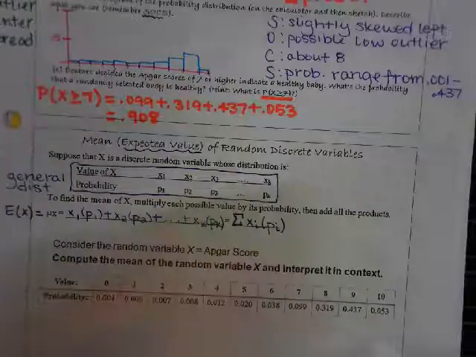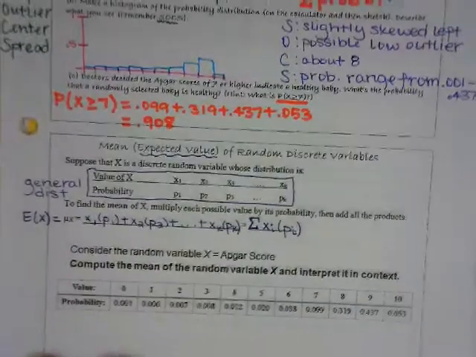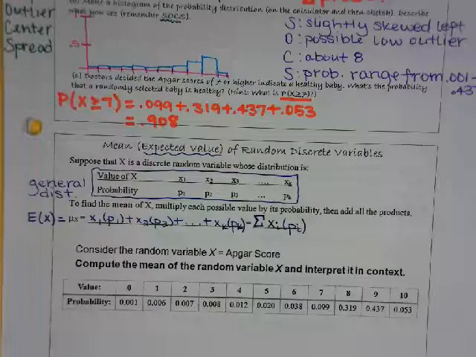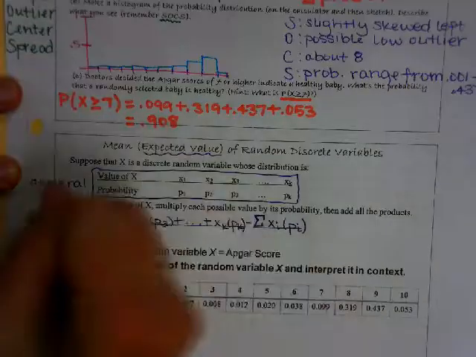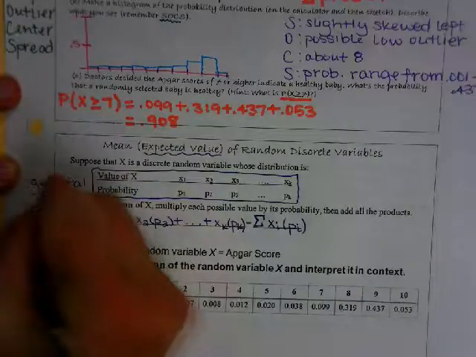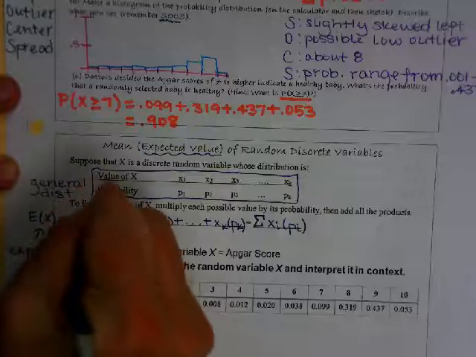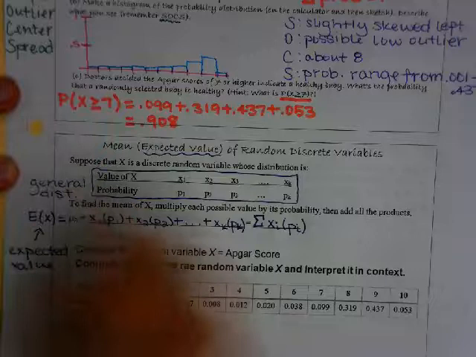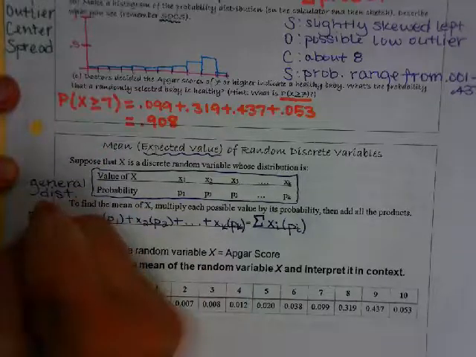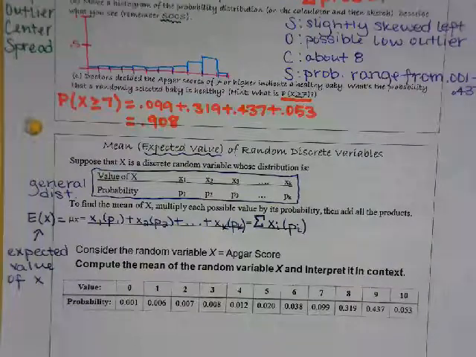This is read as expected value of x. So like I said earlier, if it says find the expected value, it's asking you to find the mean. If it says find the mean, it's the same thing as asking you to find the expected value. I don't know why in math we get used to one term and then we decide to call it something else. I would say that's my least favorite thing about this subject. We suddenly will change names on you.